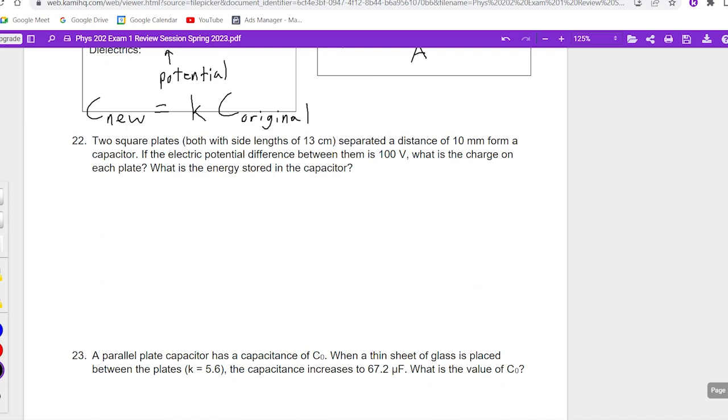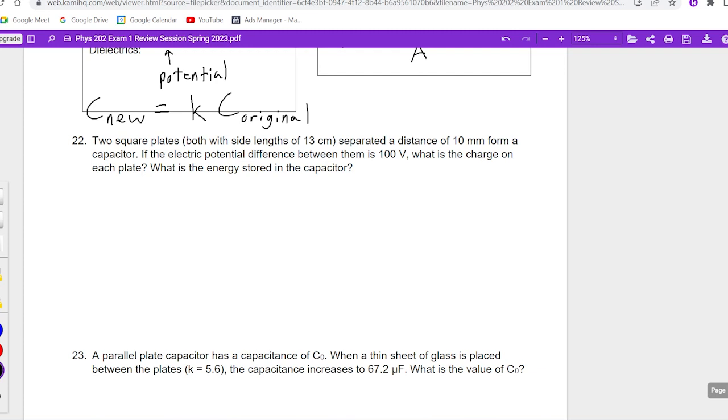Number 22. Two square plates, both with side lengths of 13 centimeters, separated a distance of 10 millimeters, form a capacitor. If the electric potential difference between them is 100 volts, what is the charge on each plate? What is the energy stored in the capacitor?